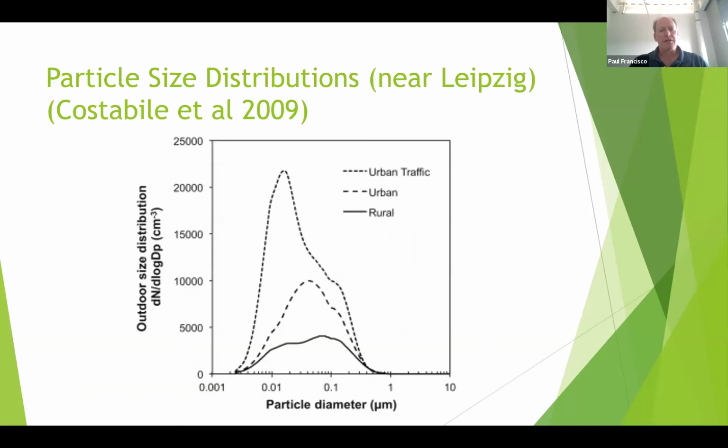Another thing that I thought was very interesting is from a study near Leipzig, Germany, the particle diameter and the outdoor size distribution, urban with traffic, urban and rural. So it shows some of those things we've talked about, how it's not just about smoke, it's about vehicles, things like that. So we see a lot of especially really small particles when we've got a lot of traffic in an urban setting near Leipzig, Germany.